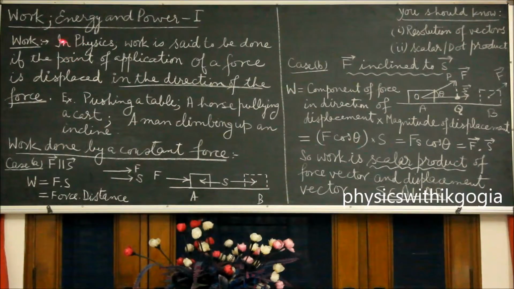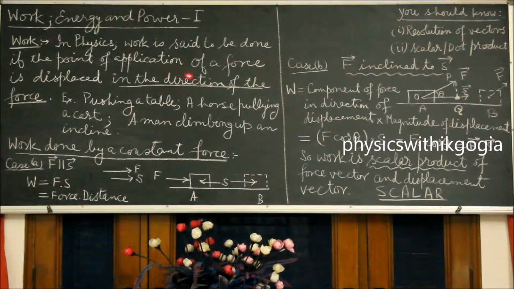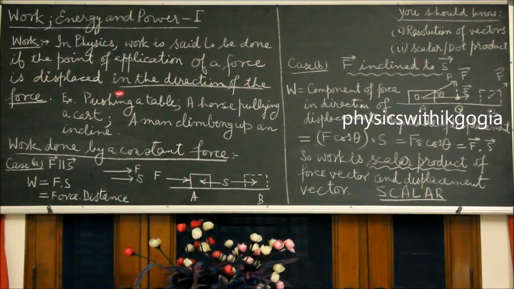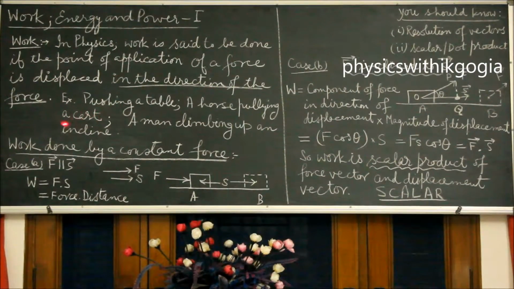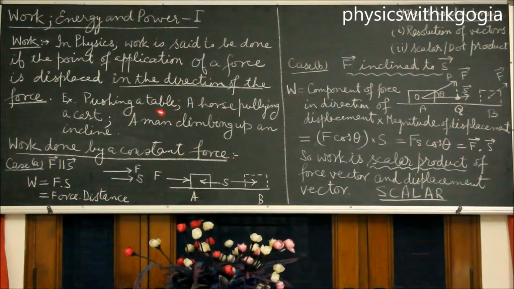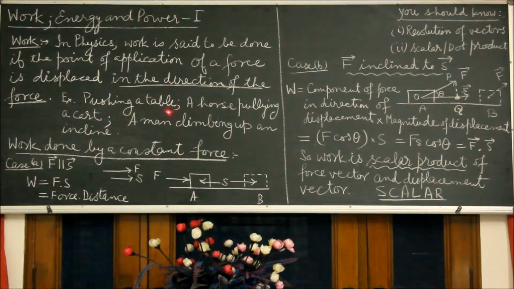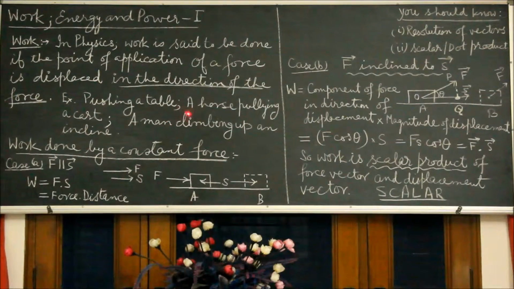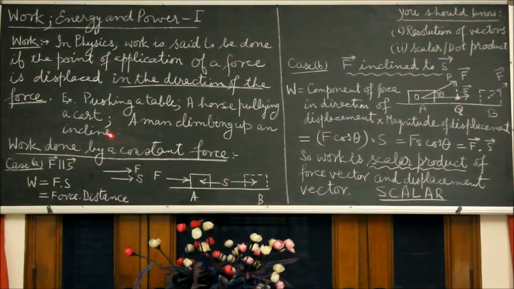Now in physics, work is said to be done if the point of application of a force is displaced in the direction of the force. Examples of work are pushing a table, that is, we apply a force and the table is displaced through a certain distance in the direction of force. A horse pulling a cart does work on the cart. A man climbing up an incline does work against the force of gravity.